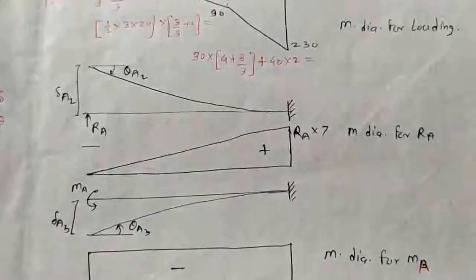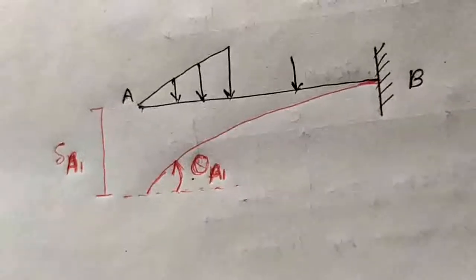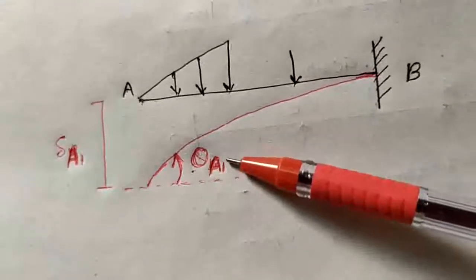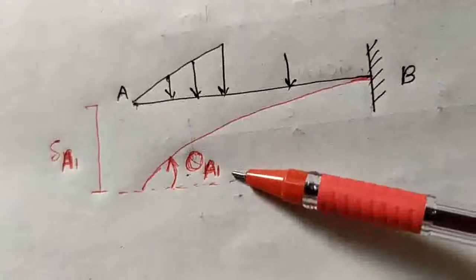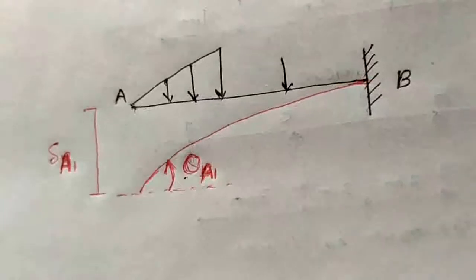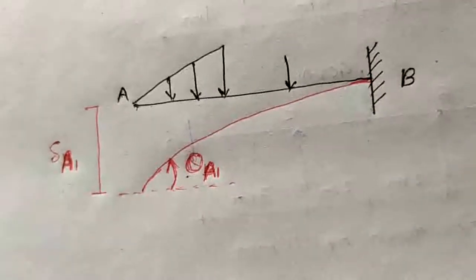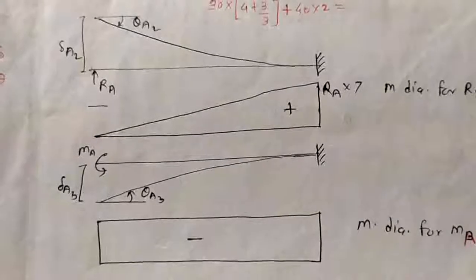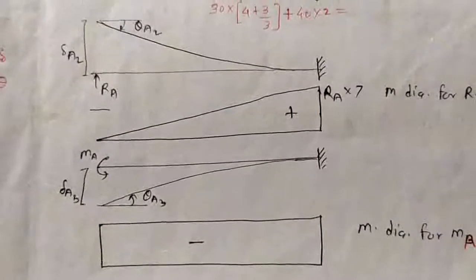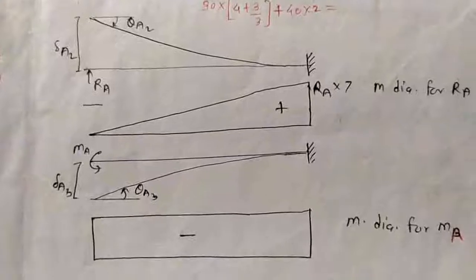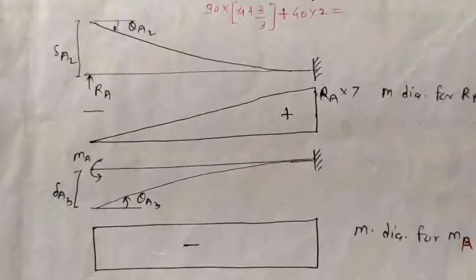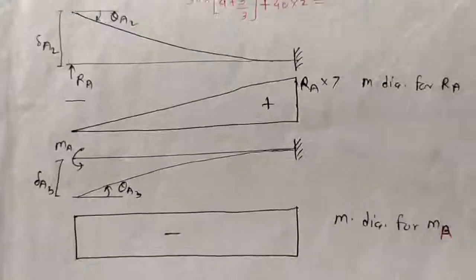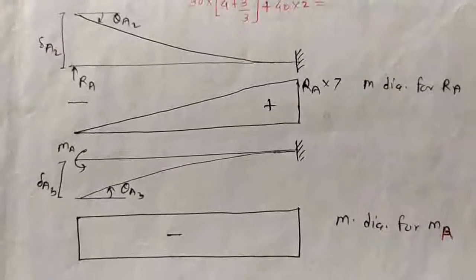Next, come to the diagram because of loading. Theta A3 and theta A1 have the same direction, that's why both are positive. So this is the technical way I have explained the sign convention of delta and theta. But for application, I will give another sign convention.